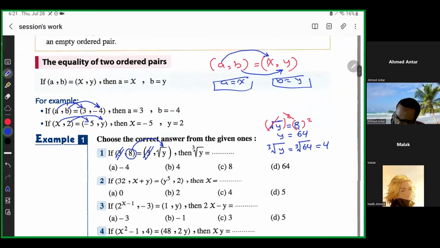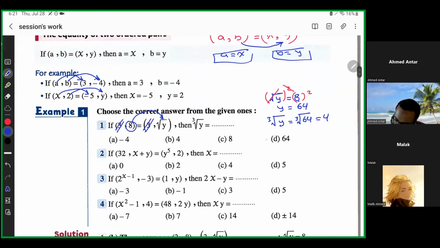Answer with me the next one. عندنا ordered pair called 32 and x plus y and another ordered pair called y power 5 and 2 and they are equal. So 32 and x plus y equals to what? Equals to y power 5 and 2. From here, we can get two equations. The first equation is what? If that's 32 equals to what?